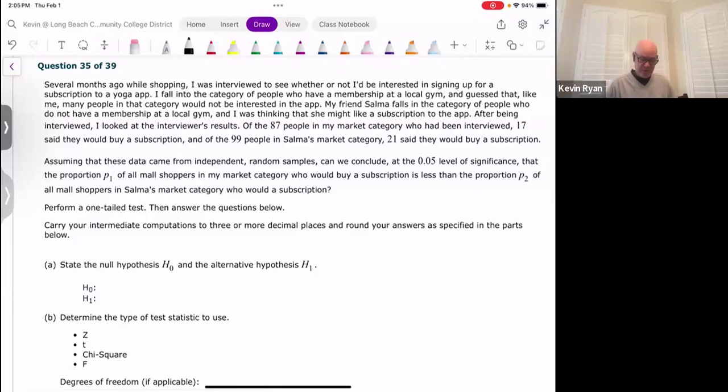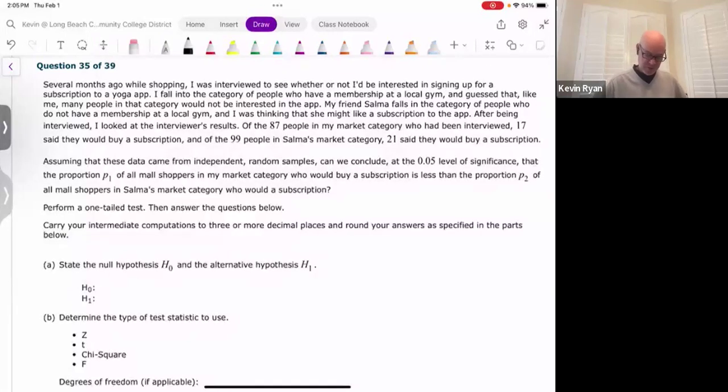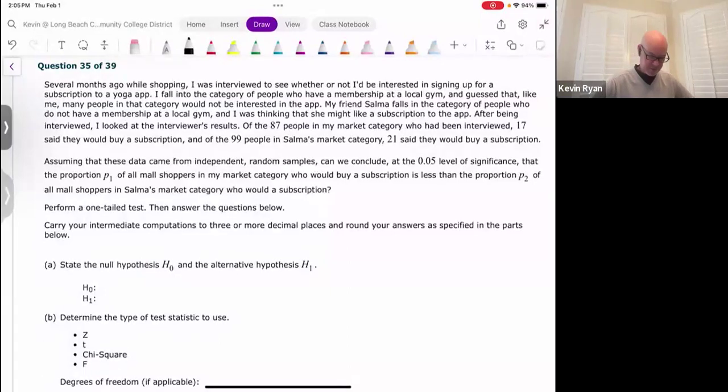Several months ago, while shopping, I was interviewed to see whether or not I'd be interested in signing up for a subscription to a yoga app. I fall into a category of people who have membership at a local gym and guess that, like me, many people in that category would not be interested in the app. My friend Salma falls into the category of people who do not have membership at a local gym, and I was thinking that she might like a subscription to the app. After being interviewed, I looked at the interview's results. Of the 87 people in my market category who had been interviewed, 17 said that they would buy a subscription. And of the 99 people in Salma's market category, 21 said that they would buy a subscription.